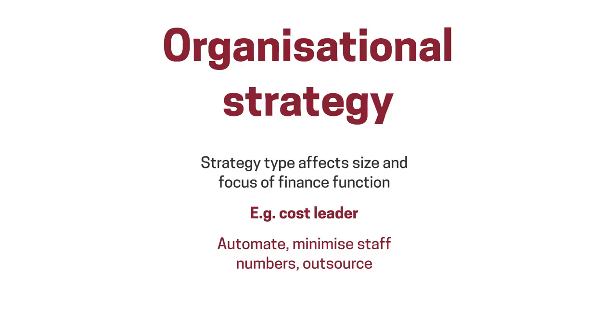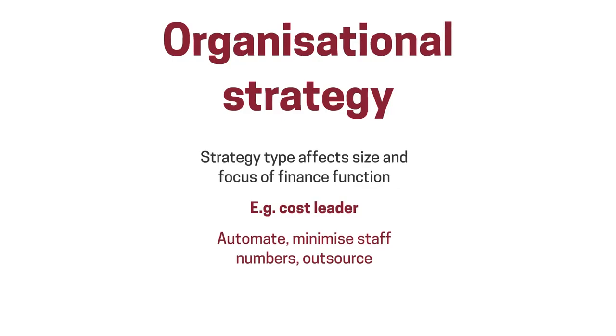Now let's imagine an organization is following a cost leader strategy. So one of their aims may be to automate as much of the finance function as possible, and to keep staff numbers down, or perhaps it may be to outsource to low-cost providers where possible. Now, we're going to focus on outsourcing in a later section, but all those ideas are linked to reducing costs associated with the finance function. We can see how that would fit in with the cost leader strategy. So again, we can see a direct impact from organizational strategy to the structure of the finance function. We can see how the finance function may be changing.